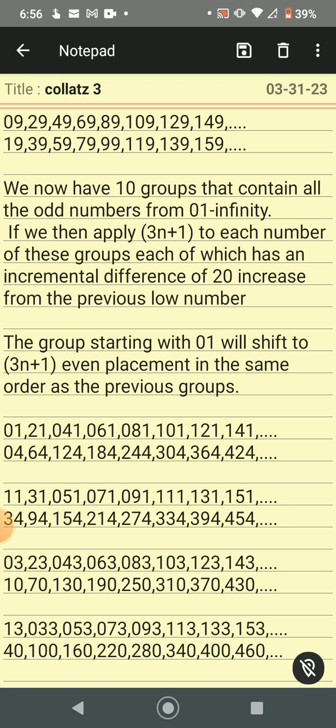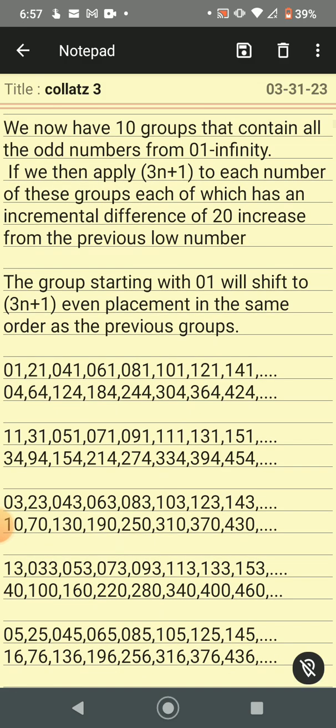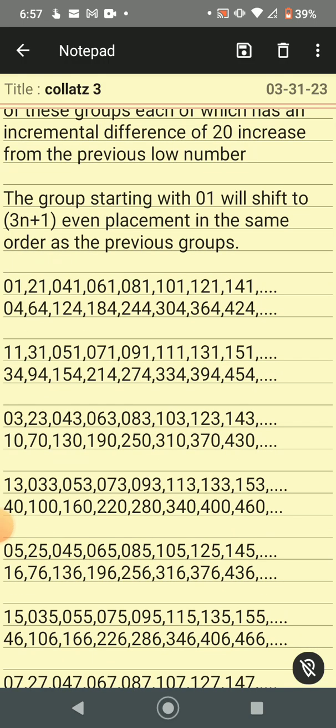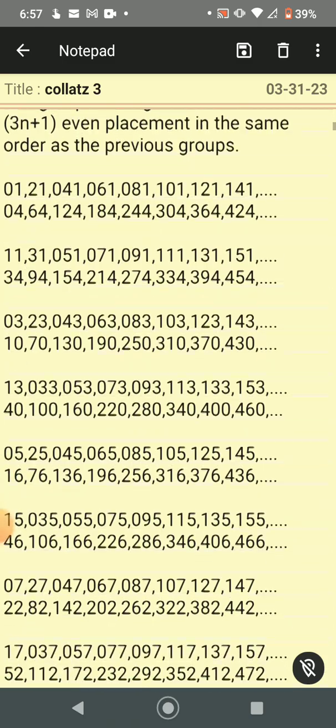the group starting 01 we will shift to the 3n plus 1 even placement in the same order as the previous groups, which just means we'll go 01, 21, 41, 61. And we'll get these groups.